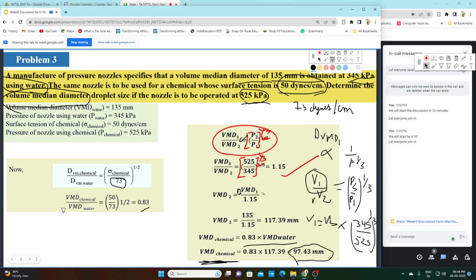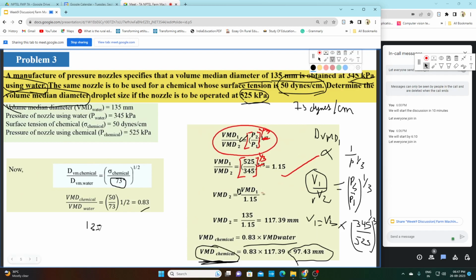When we do this, we will get VMD chemical. VMD chemical will be equal to VMD water, that is 135, into this 0.83. So our first part is over. But in the second part, they are also changing the pressure of the nozzle from 345 kilopascal to 525 kilopascal. So we again have to apply a formula, that is VMD1 divided by VMD2 equals P2 by P1 to the power 1 by 3.